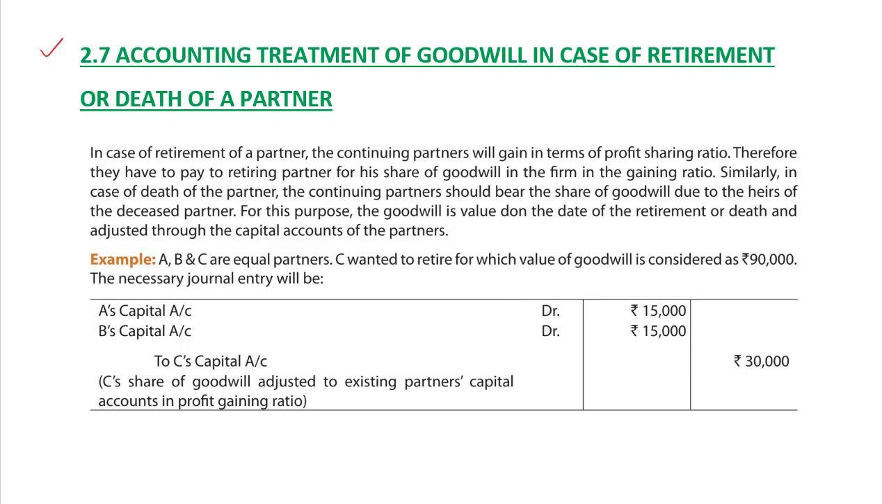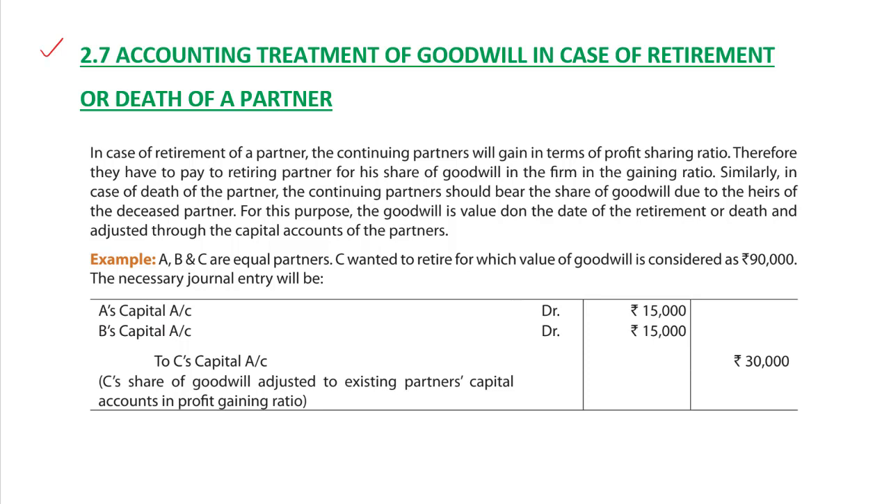The next concept is accounting treatment of goodwill in case of retirement or death of a partner. In case of retirement of a partner, the continuing partners will gain in terms of profit sharing ratio. Therefore, they have to pay the retiring partner for his share of goodwill in the form of gaining ratio. Similarly, in the case of death of a partner, the continuing partners should bear the share of goodwill due to the heirs of the deceased partner. For this purpose, the goodwill is valued on the date of retirement or death of a partner and adjusted through the capital accounts of the partners.